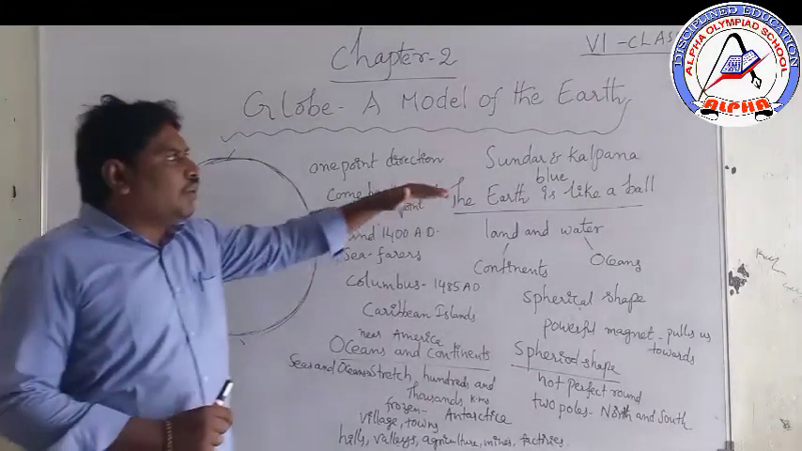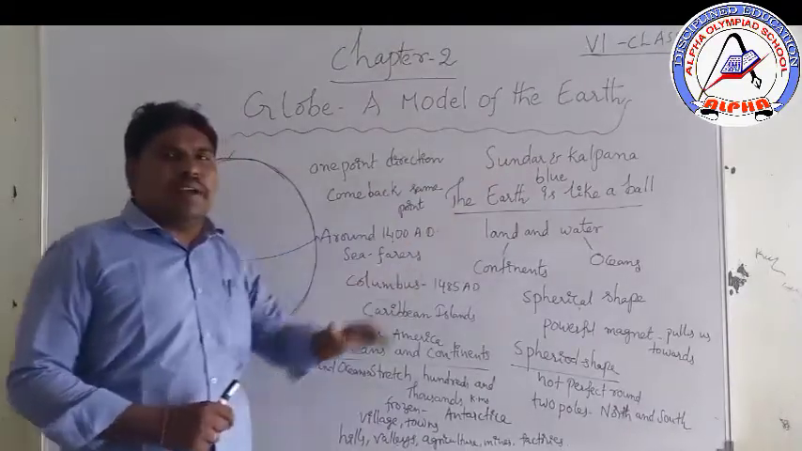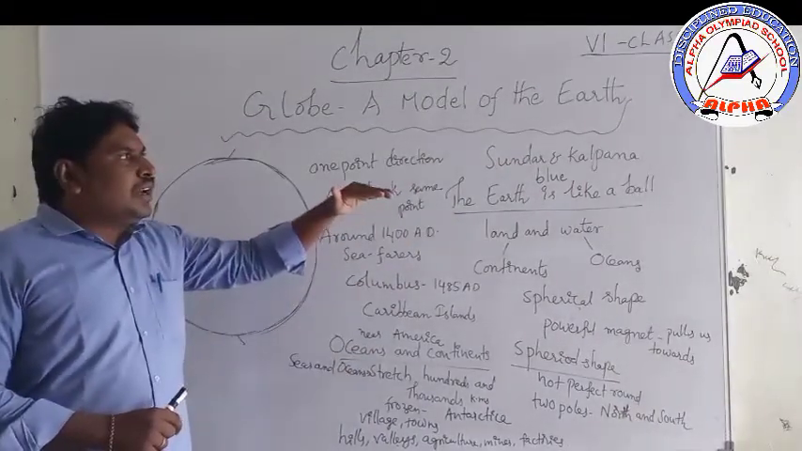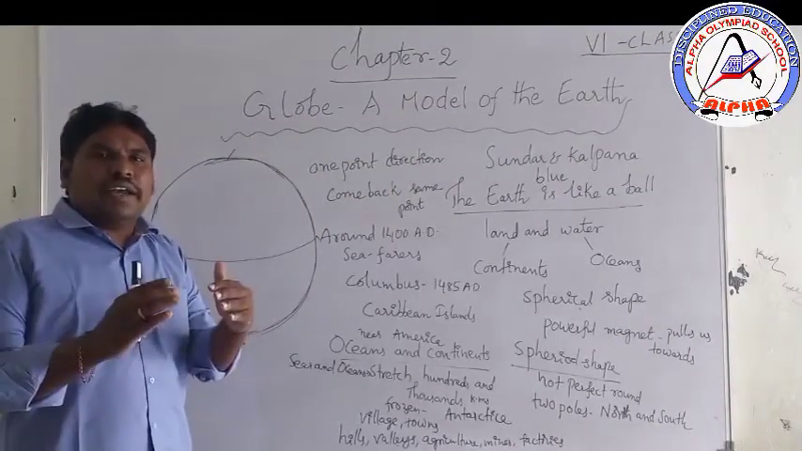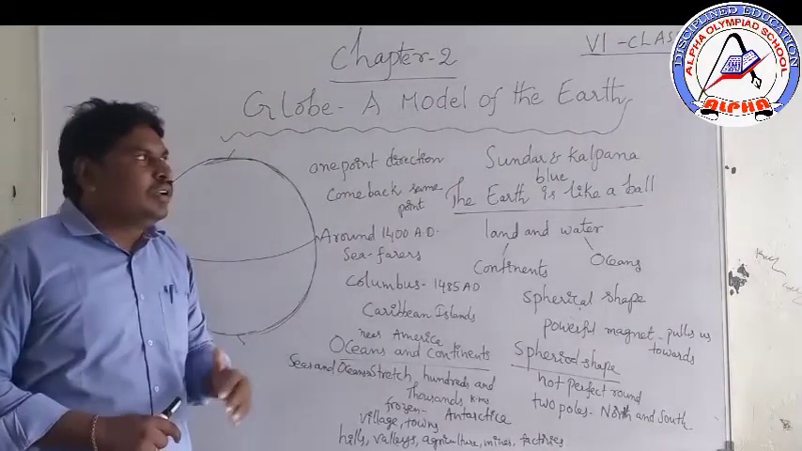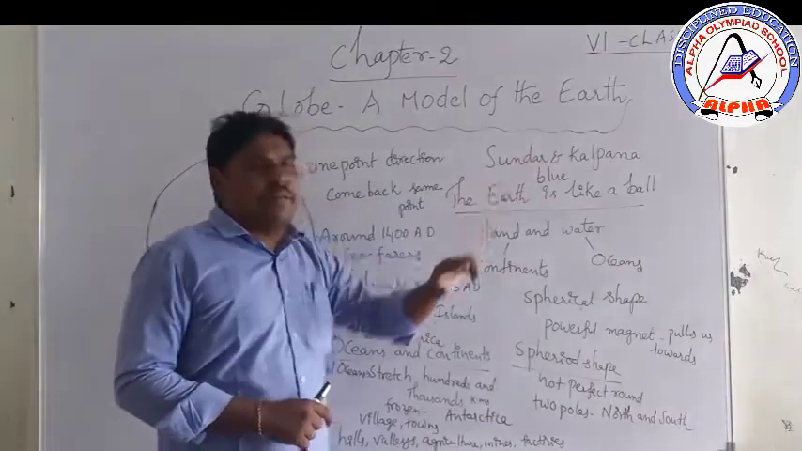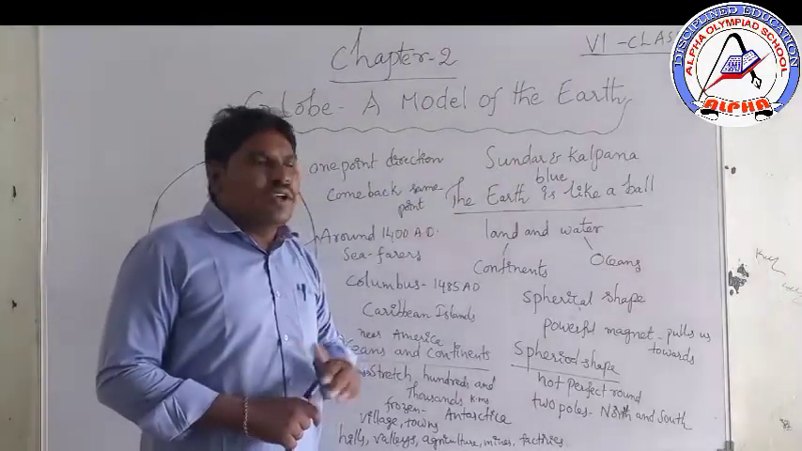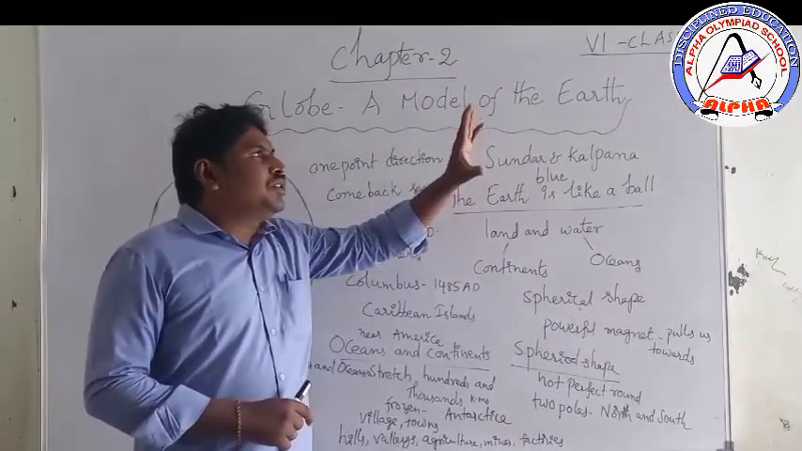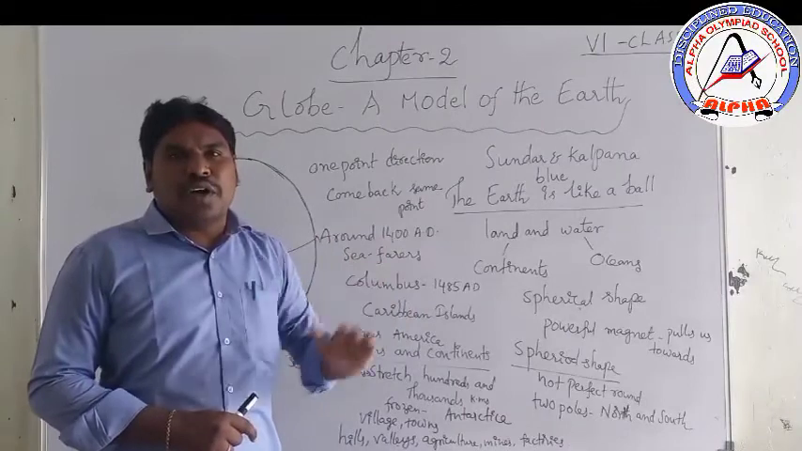In the textbook, two names are given, Sundar and Kalpana. Sundar and Kalpana are observing the moon at evening time. Here, Sundar asked a question to Kalpana when he observed the moon.